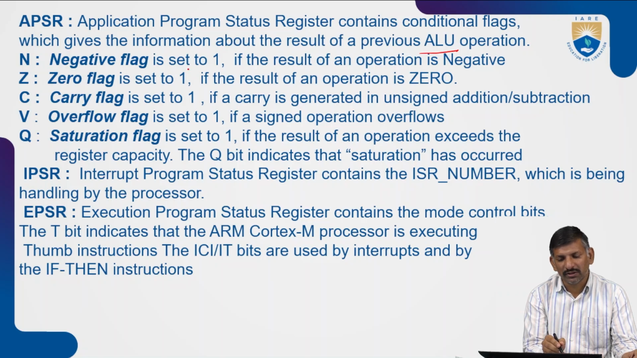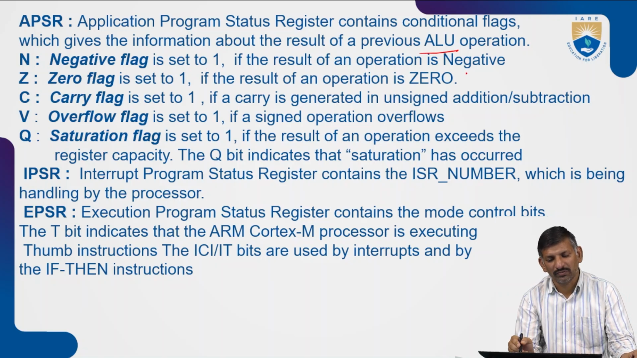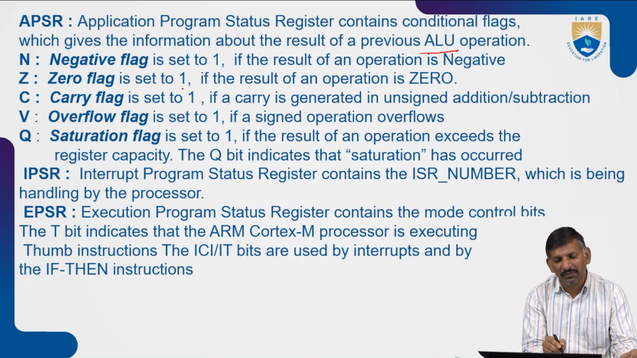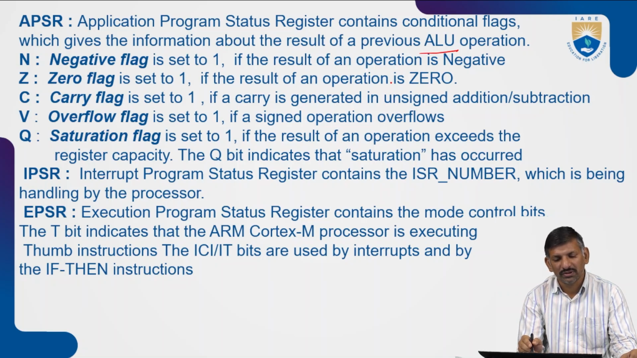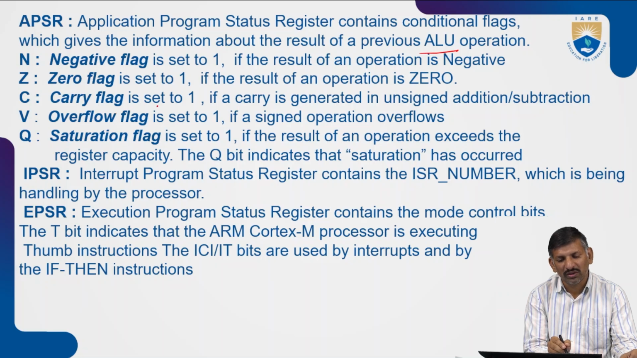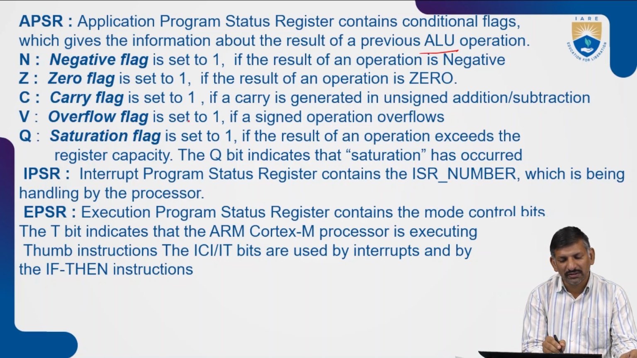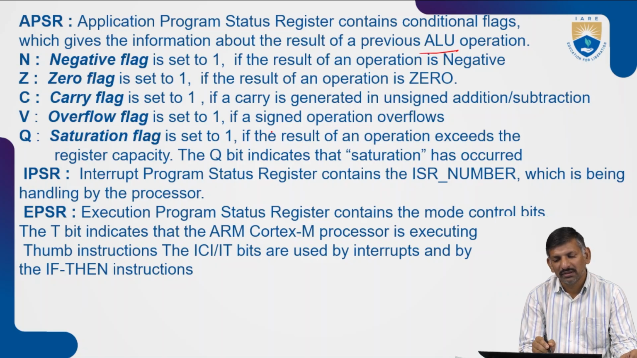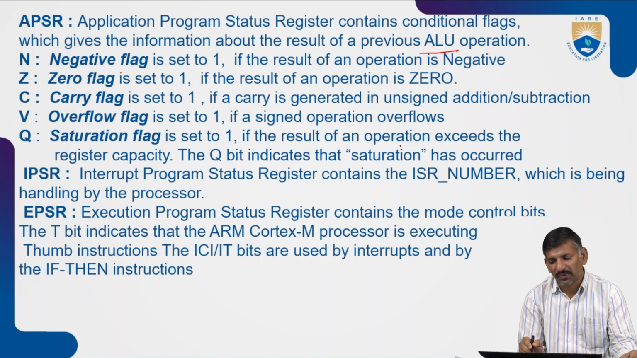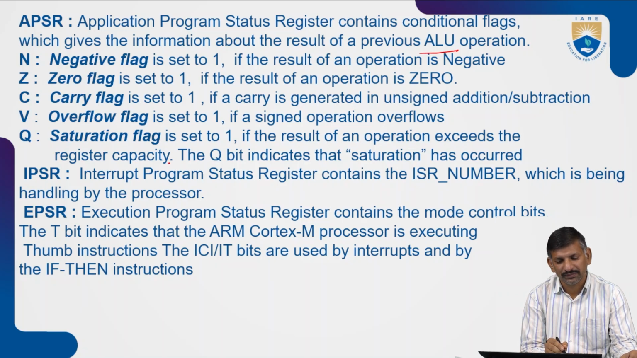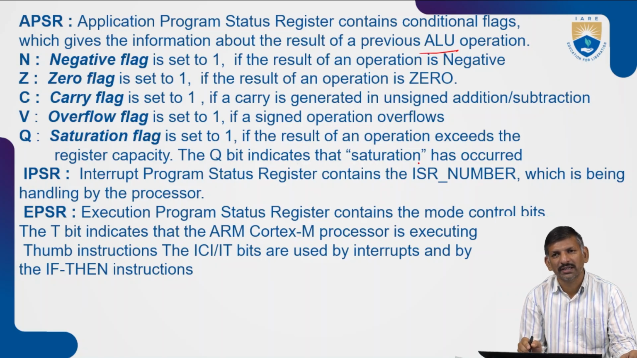So N is set to 1 means the result of the operation is negative. Z flag is set to 1 means the result of the operation is 0. Carry flag is set to 1 means a carry is generated in unsigned addition or subtraction. If overflow flag is set to 1, it means a signed operation overflow has occurred. Saturation flag is set to 1 means the result of an operation exceeds the register capacity. The Q bit indicates the saturation has occurred.